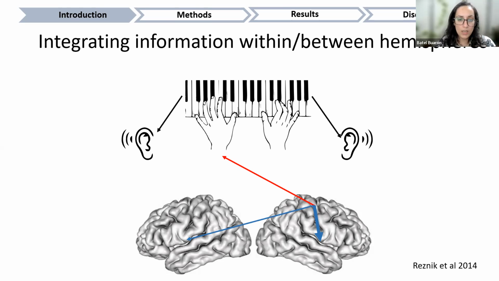And now that we know this relationship, we can try to probe how it will affect motor learning. So if we want to try and learn a sensory motor skill, such as playing the piano, if I want to train my left hand, will it be better if I train with feedback to my ipsilateral ear, or will it be better if I train with feedback to my contralateral ear?